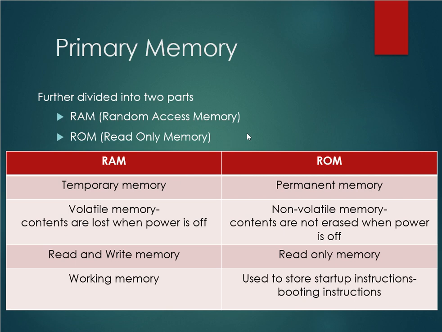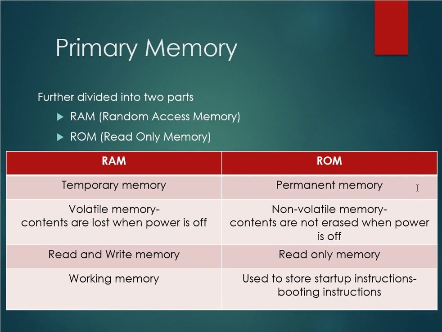And primary memory can be divided into two: RAM and ROM, random access memory and read-only memory. This RAM is the memory module that is used by the processor. It is a temporary memory, or we call it a volatile memory. We lose the content when the computer is shut down or powered off. Then it is a read and write memory. When the computer is working, it is being used.